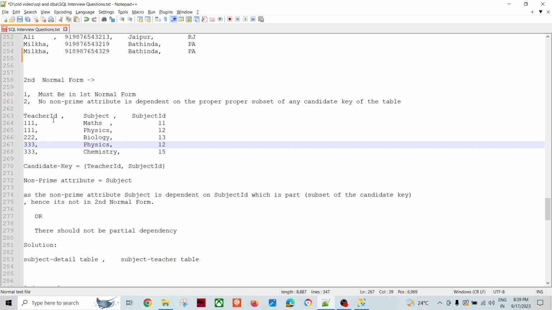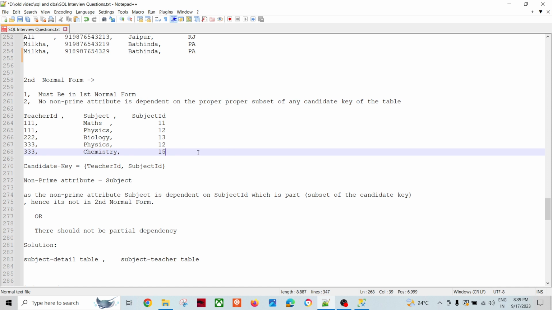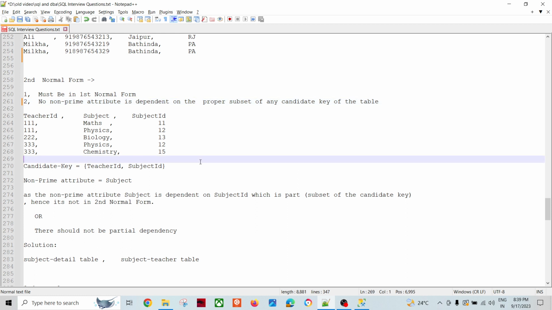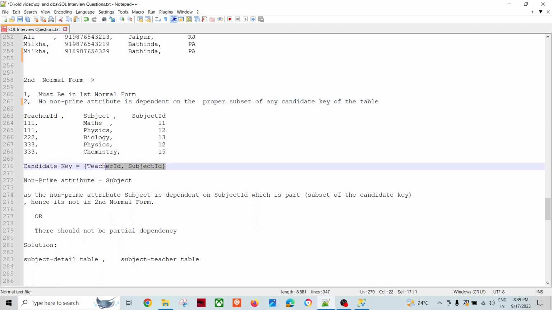The second normal form says that it must be in first normal form, so there should not be any repetition. I can see that it is in first normal form, since we don't have any repetition of the data. And then no non-prime attribute should be dependent on a proper subset of any candidate key of the table. What is a candidate key? A candidate key is the combination of keys which uniquely identifies the record. Within this, the teacher ID and subject ID can uniquely identify the record. You can see that, right? Candidate key.